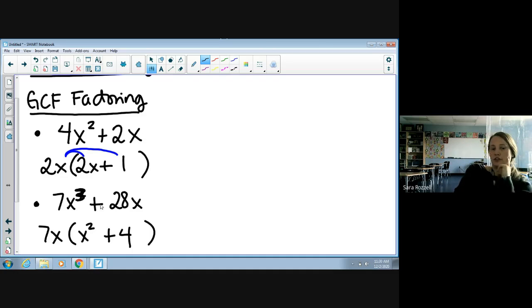So let's see why that's true. 7x times x squared. Remember when you're multiplying with powers, you add the exponents together. So that's 1 and 2, which makes 3. And then 7x times 4 is 28x. Do you guys see how that distributes and gets what we wanted it to be? Okay.